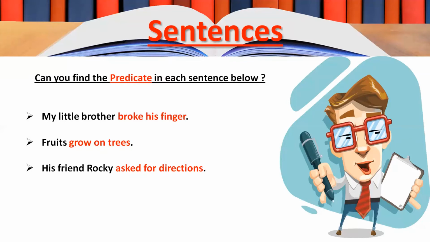Next sentence, fruits grow on trees. So our subject was fruits. So grow on trees is telling us about the fruits. That is our predicate. Next sentence, the predicate is asked for directions because it is telling us what our subject is doing.